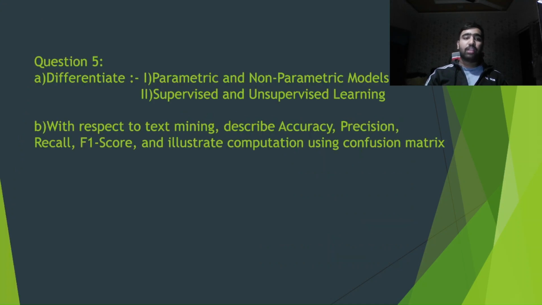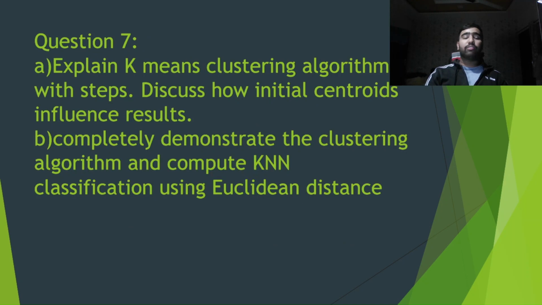So let's start. In the previous video, we saw the difference between supervised and unsupervised learning algorithms, parametric and non-parametric models, and also several evaluation metrics for classification, the link for which you can find in the description of this video. The question for today is: explain the k-means clustering algorithm with steps. Discuss how initial centroids influence results. Part B, completely demonstrate the clustering algorithm and compute KNN classification using Euclidean distance. So let's solve all these parts of the question one by one.